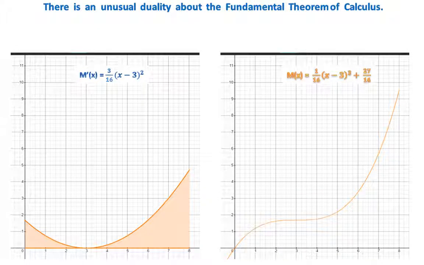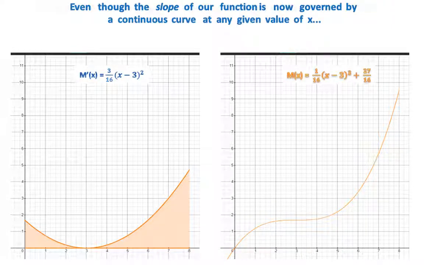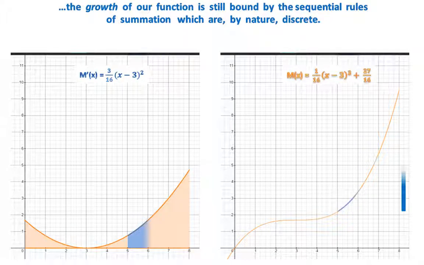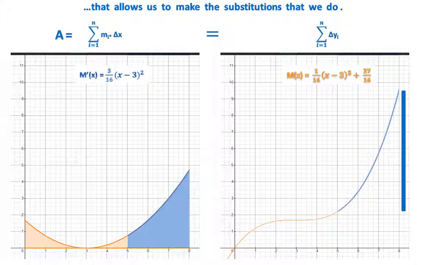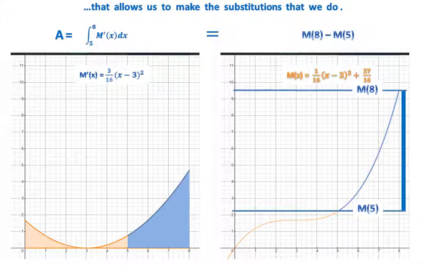There is an unusual duality about the fundamental theorem of calculus. Even though the slope of our function is now governed by a continuous curve at any given value of x, the growth of our function is still bound by the sequential rules of summation, which are by nature discrete. It is this dual nature of the theorem that allows us to make the substitutions that we do.